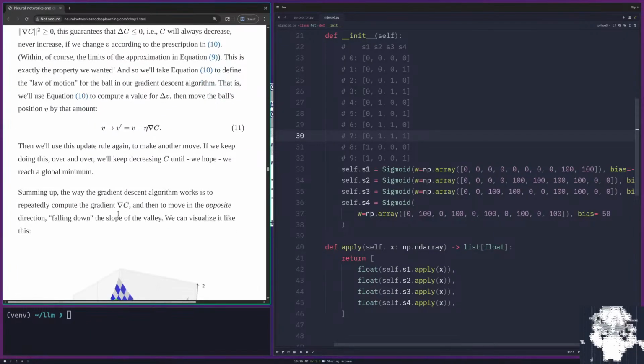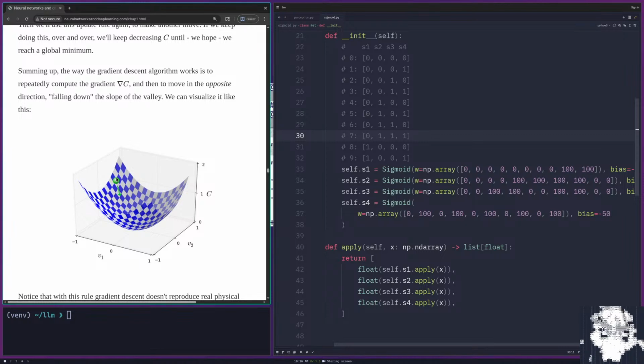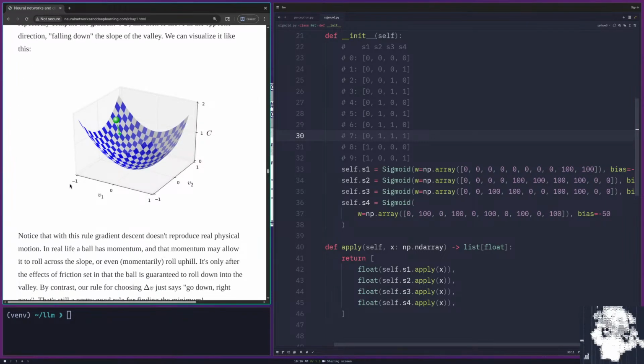Summing up, the way the gradient descent algorithm works is to repeatedly compute the gradient grad of C and then move in the opposite direction, falling down the slope of the valley. We can visualize it like this. Okay, very helpful. Arrow pointing down.